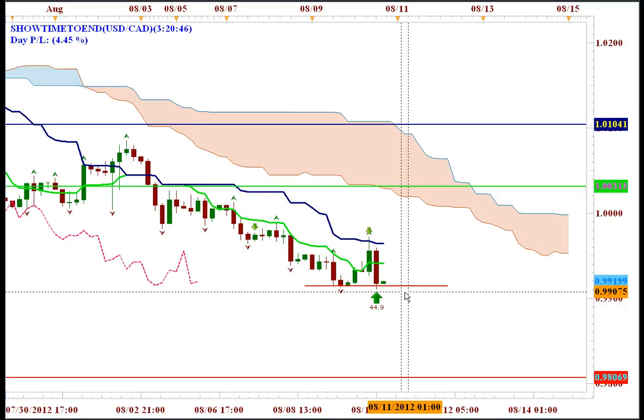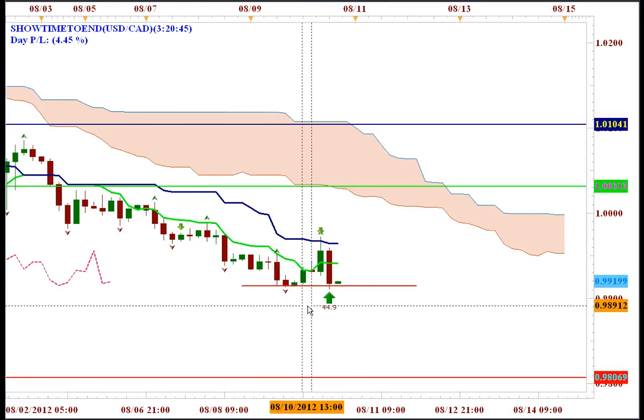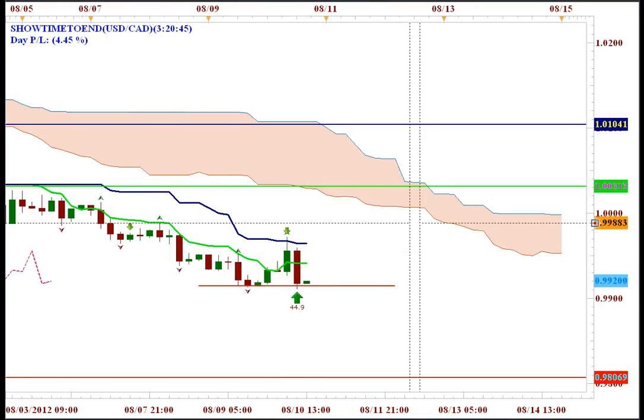All right, so you guys can do this on your own. You can find setups like this, easy setups. This is really easy, and do this trade just like this.